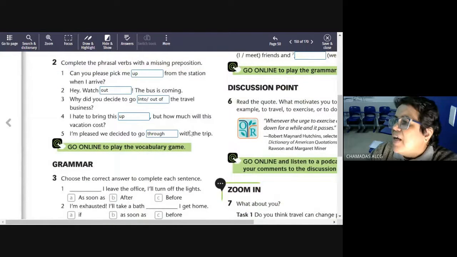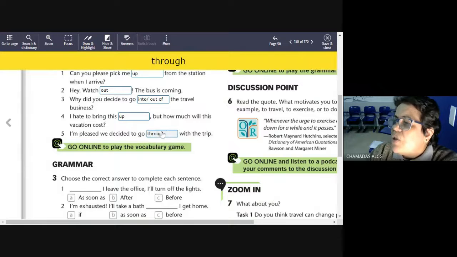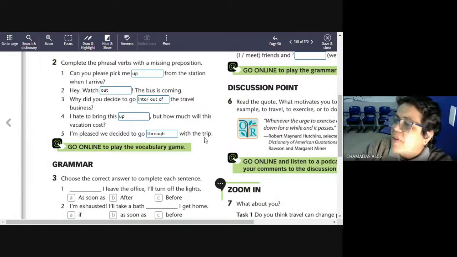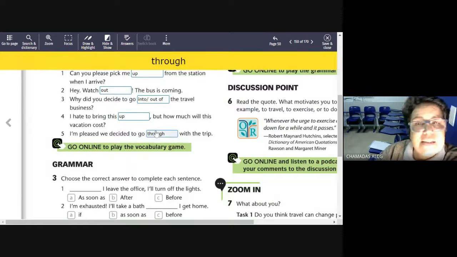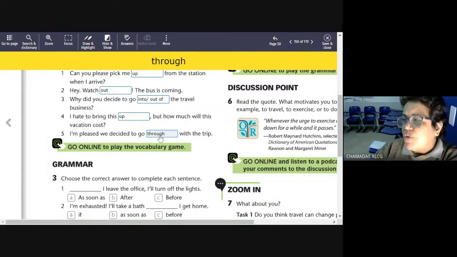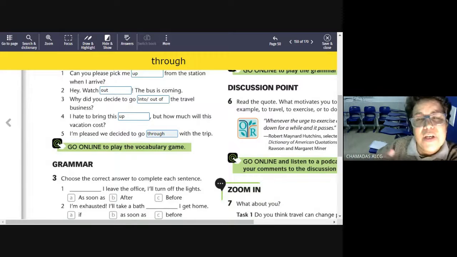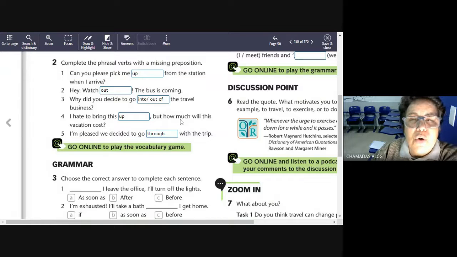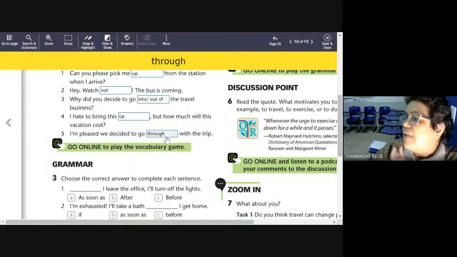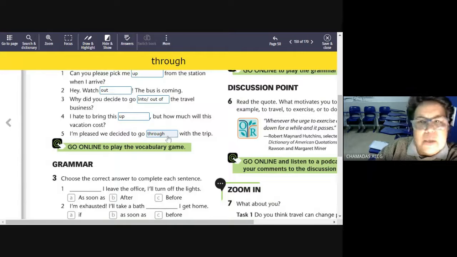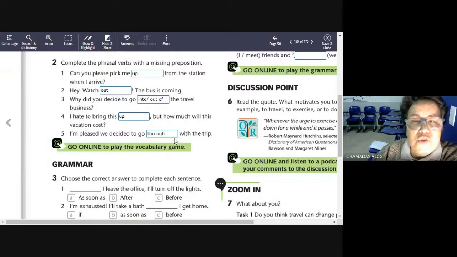Okay. Here, they are giving the preposition go through with the trip. So it's the same idea. To go through with the trip is when you agree with the conditions of the trip. It's the same as, okay, I want to go on this trip. Okay, so let's go through with the trip. Let's do it. It's one idea, but it's very similar to go on with the trip.